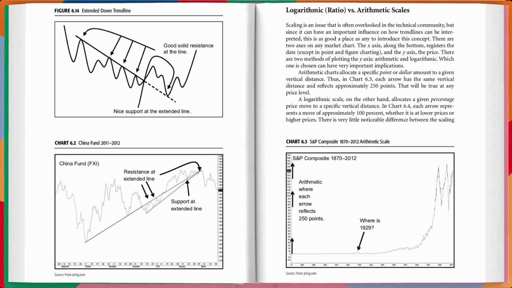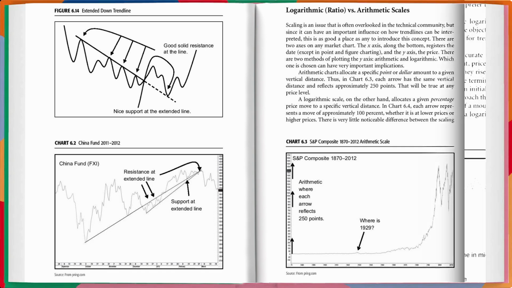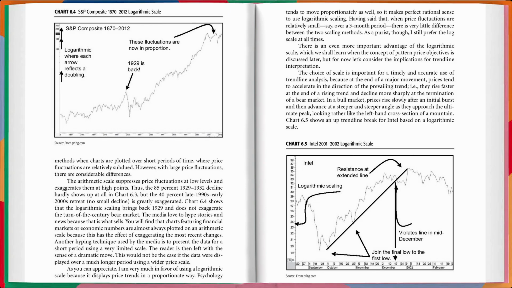Arithmetic charts allocate a specific point or dollar amount to a given vertical distance. Thus, in Chart 6.3, each arrow has the same vertical distance and reflects approximately 250 points. That will be true at any price level. A logarithmic scale, on the other hand, allocates a given percentage price move to a specific vertical distance. In Chart 6.4, each arrow represents a move of approximately 100%, whether it is at lower prices or higher prices. There is very little noticeable difference between the scaling methods when charts are plotted over short periods of time, where price fluctuations are relatively subdued.